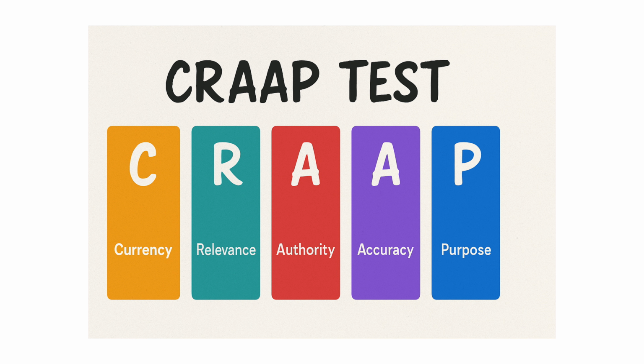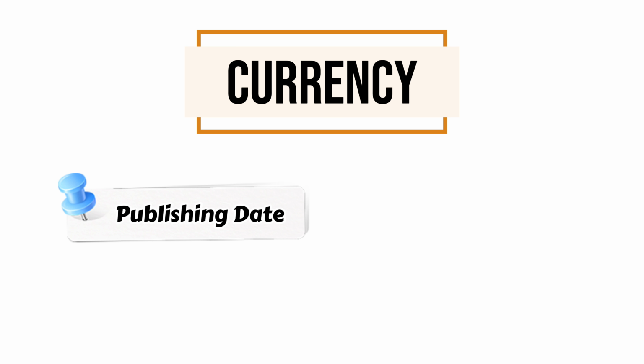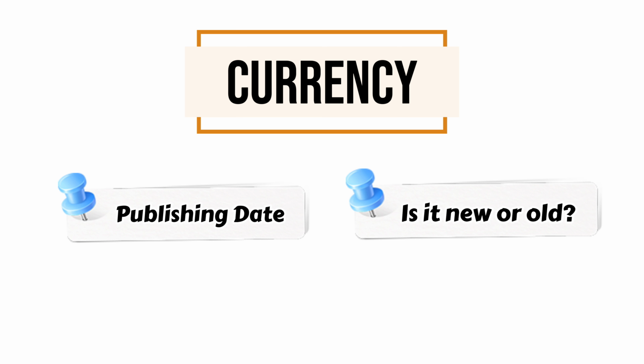A useful framework for evaluating sources is called CRAP. CRAP stands for currency, relevance, authority, accuracy, and purpose. Currency is about when the article was published. The date may or may not matter depending on your topic, but it's always important to know, especially if you're looking for newer or historical research.